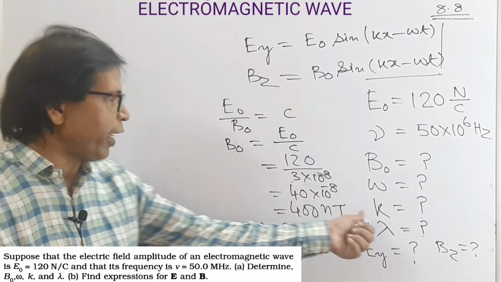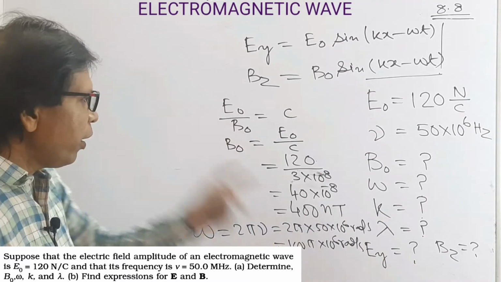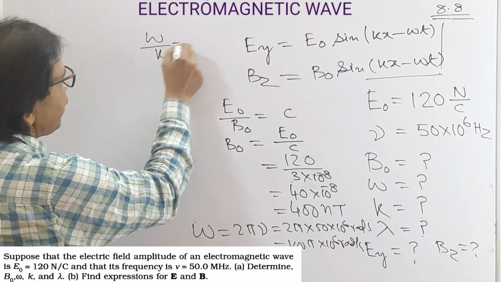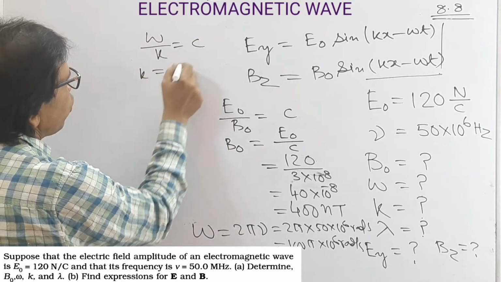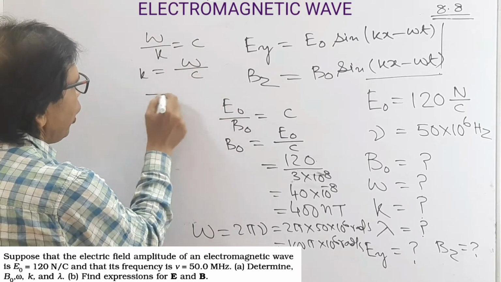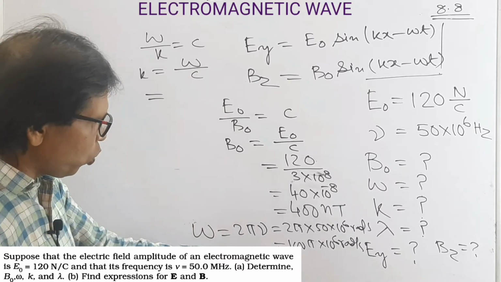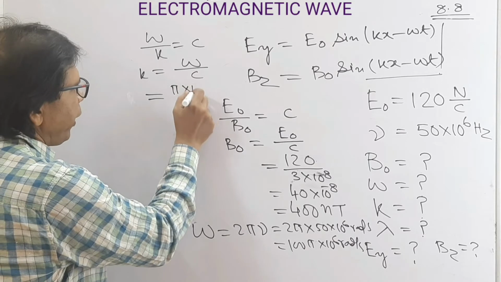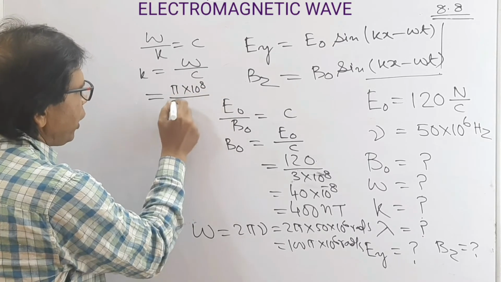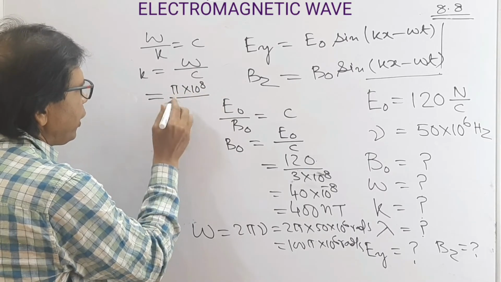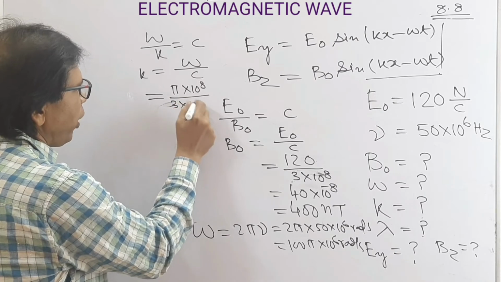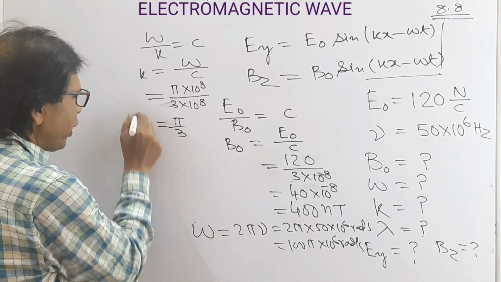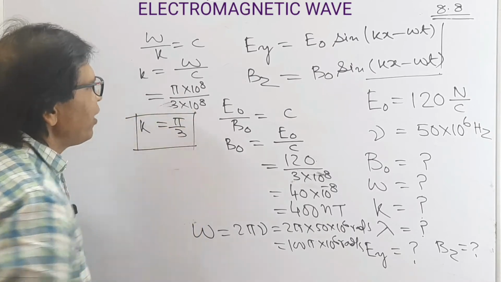Okay. Now k, wave number. Now we know omega by k is c. So k equals omega by c. Look at this, omega equals pi into 10 to the power 8 and c is 3 into 10 to the power 8. So this is pi by 3. Okay. So k becomes pi by 3.